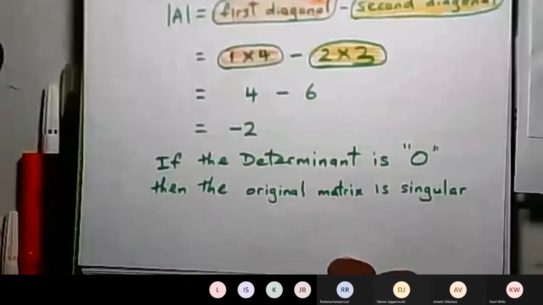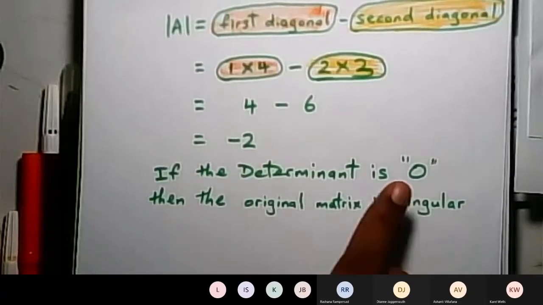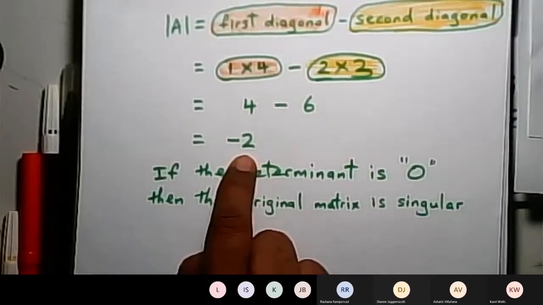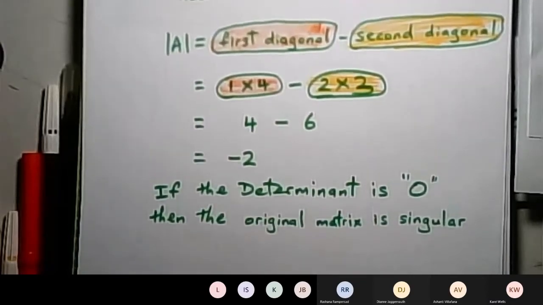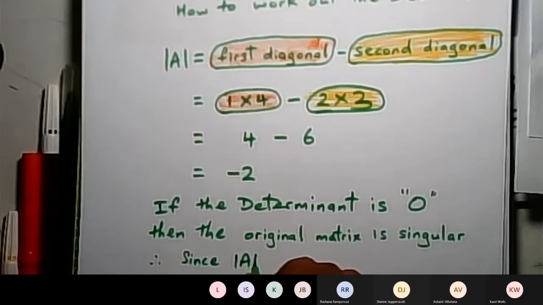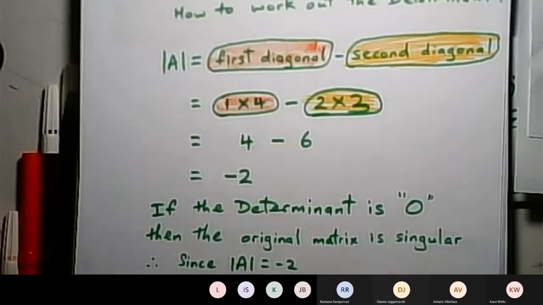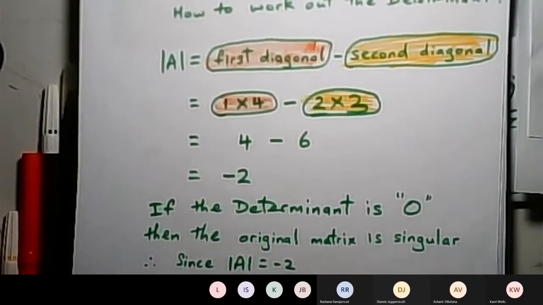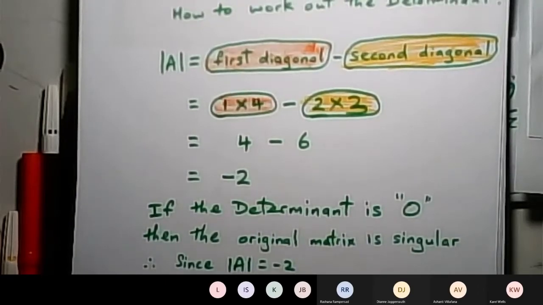Whereas this matrix, was the determinant 0? Yes or no? No, it wasn't 0. So it's not single. That means it's married. And I'll explain what married means. So therefore, since the determinant of A is -2, then matrix A is, would you say it's single or not single?